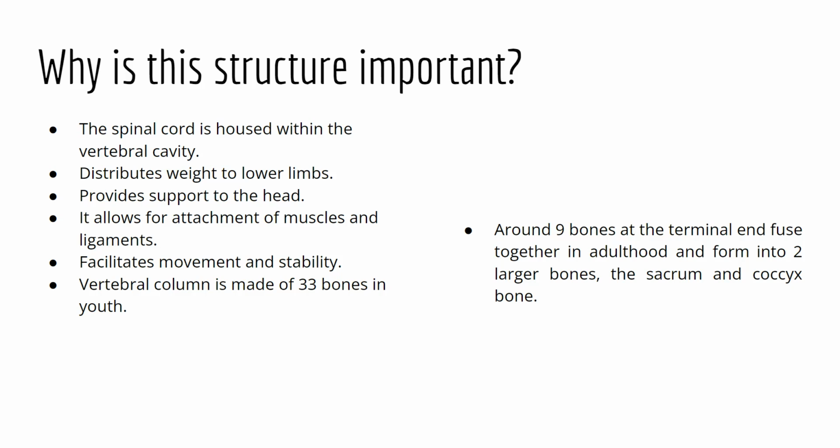The vertebral column is made of 33 bones in youth, and around 9 bones at the terminal end fuse together in adulthood and form into 2 larger bones, the sacrum and the coccyx bones. And an interesting fact, did you know there are 13.5 million neurons in the spinal cord?